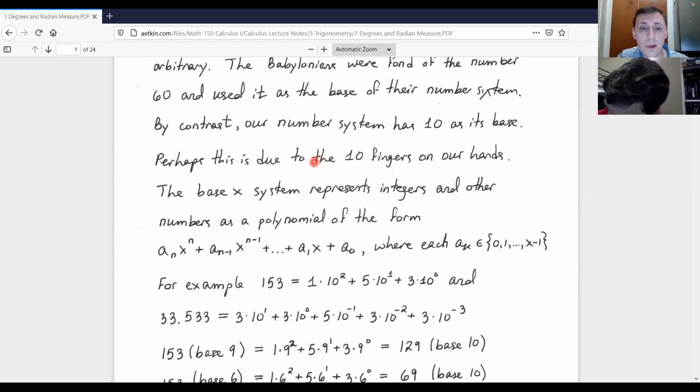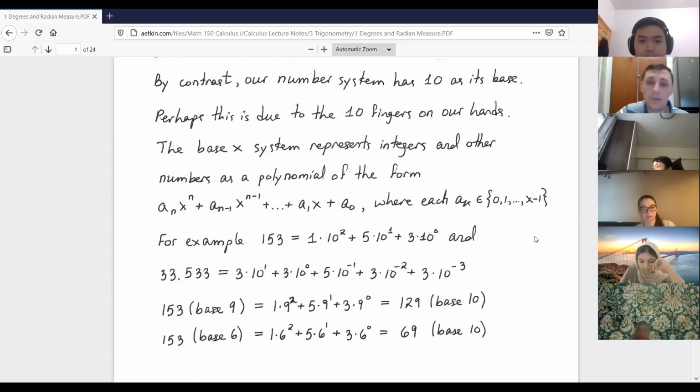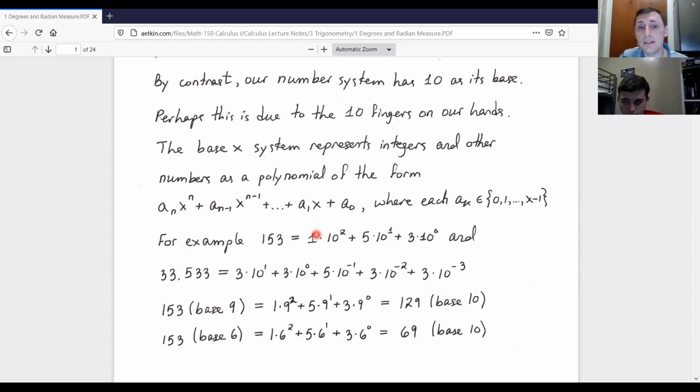Okay, so if you are using a base x system, then the number is a_n x to the n plus a_(n-1) x to the n minus 1, all the way to a_0, where a_k is between 0 all the way to x minus 1. So if, for example, I use the base 10 system, guys, it means that I describe numbers in powers of 10. So what is 153? It is 1 times 10 squared plus 5 times 10 to the power of 1 plus 3 times 10 to the 0.